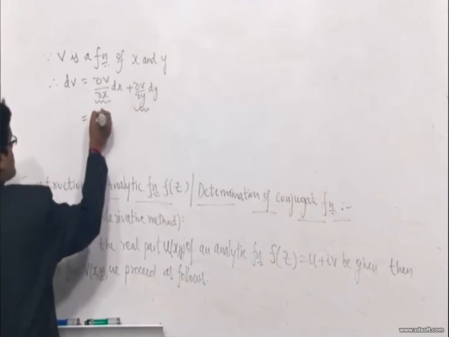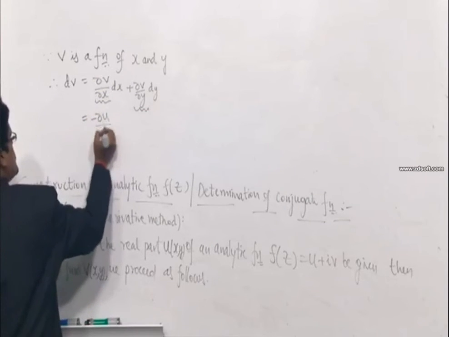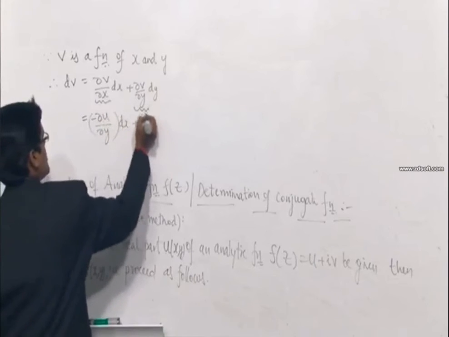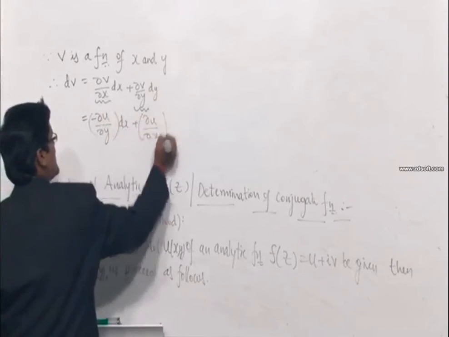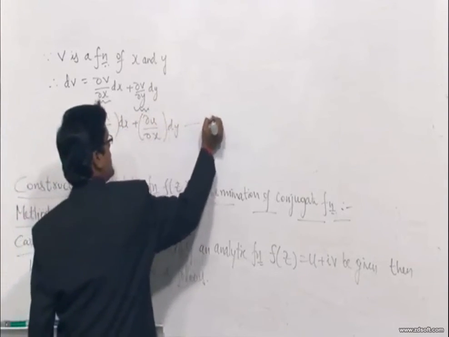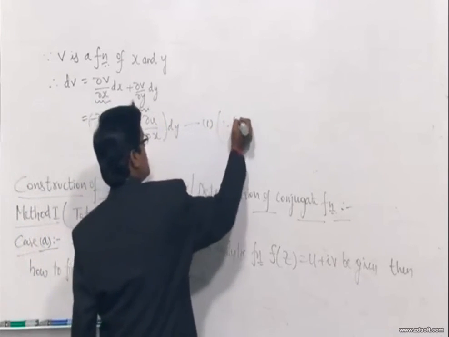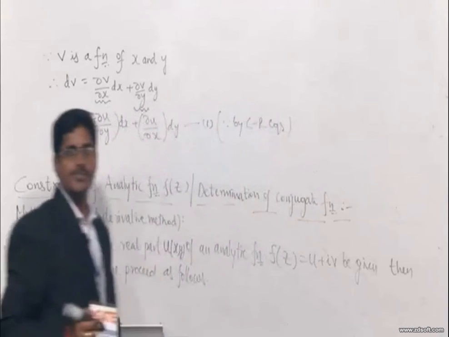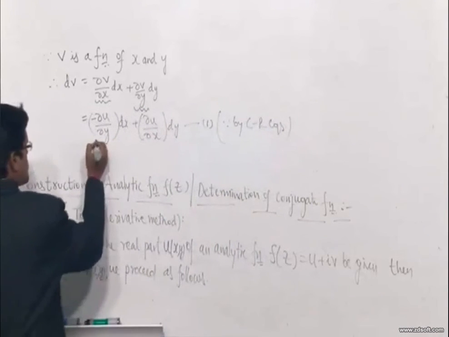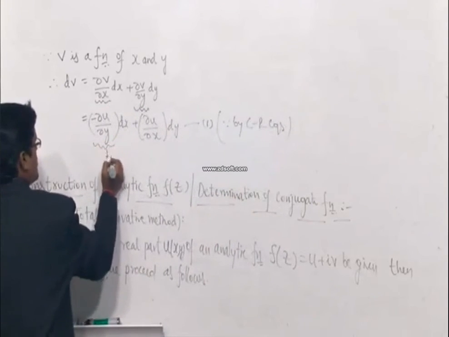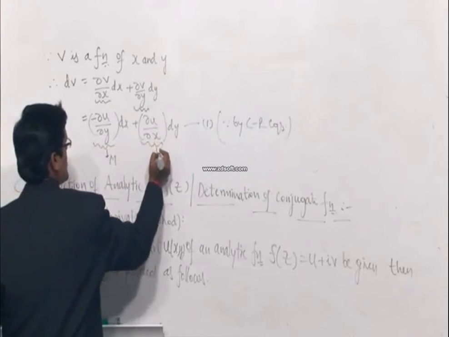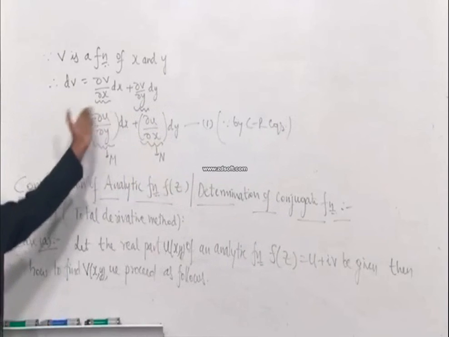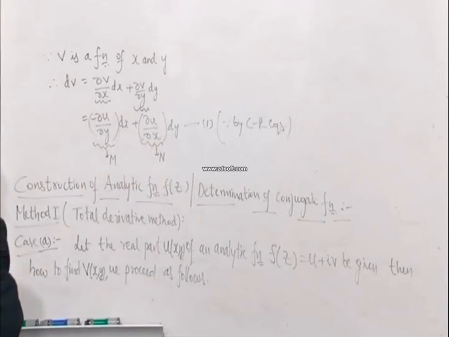What are the CR equations here? Dou v by dou x is minus dou u by dou y into dx. Dou v by dou y is nothing but plus dou u by dou x into dy. Let us say equation 1, since by CR equations. It looks like the form of RHS of equation 1, if I denote this by m and this by n, it is in the form of an exact differential equation, exact differential.